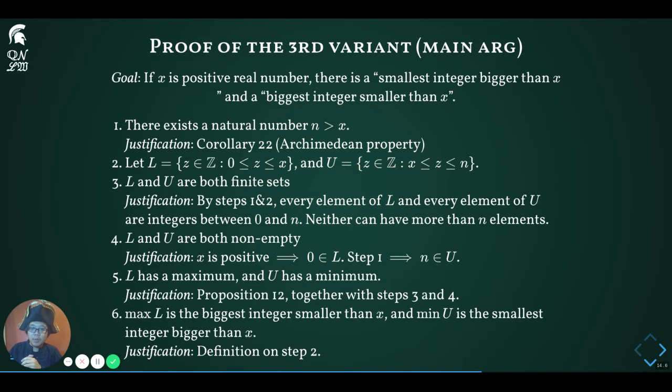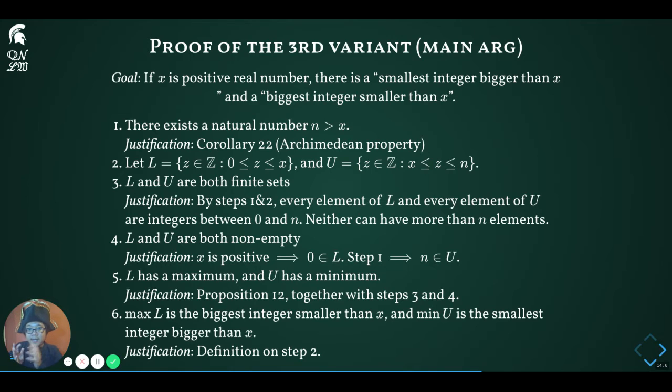Having found that L and U are finite, non-empty sets, we are in a position to apply proposition 12, which says that finite non-empty sets have maxima and minima. In particular, we will be concerned with the maximum of L. This is the largest integer that is less than x.